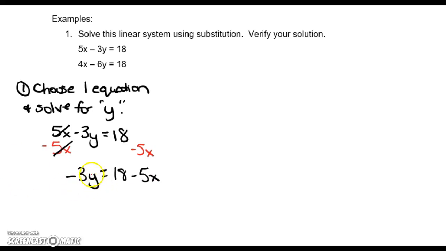My last step is that I want just y, so I'm going to divide by the number that's connected with it: negative 3 divided by negative 3. Make sure you divide each term in that equation. So I'm left with y is equal to, and 18 divided by negative 3 is negative 6. Then negative 5x divided by negative 3 makes a decimal, so we are going to leave this in fraction form, but we can simplify this: negative divided by negative is just a positive. So leave it as plus 5x over 3.